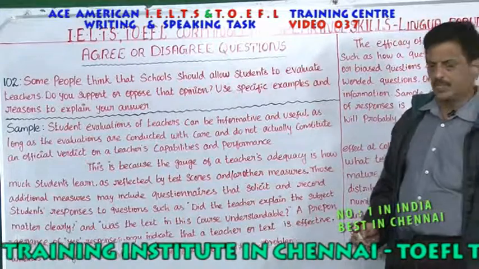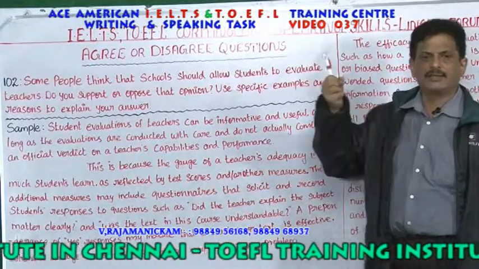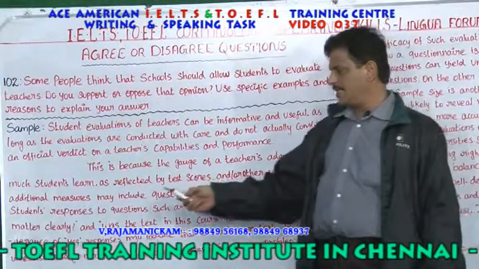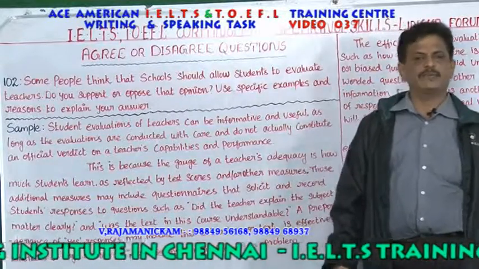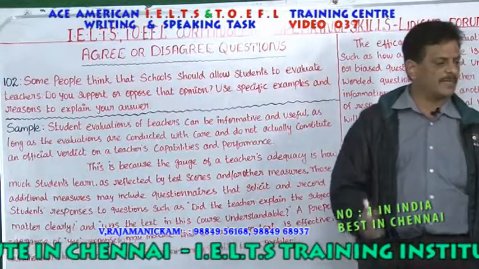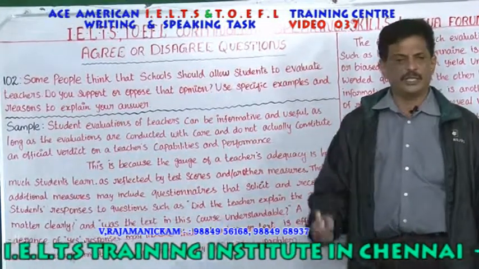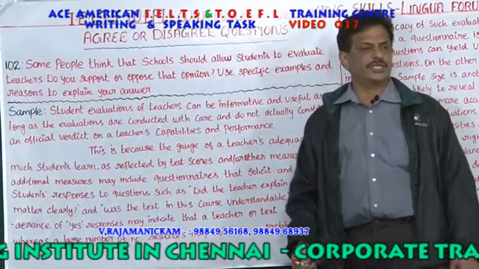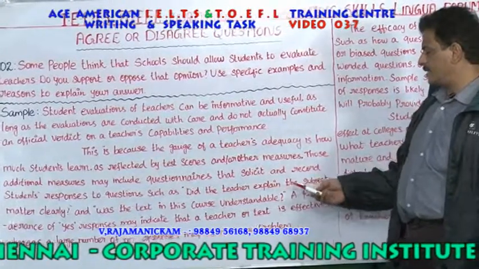You give a questionnaire to solicit. Solicit means you are trying to get information. Solicit and record students' responses to questionnaires. So students should be given a questionnaire. Questionnaire means where you have to answer a certain number of questions on a paper which is distributed to somebody. So here we are supplying the questionnaires to the students.